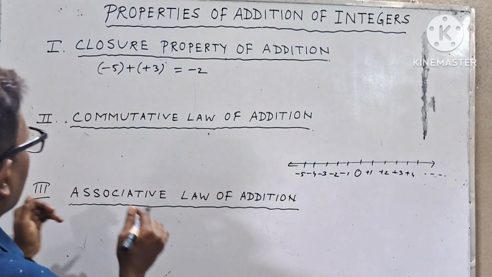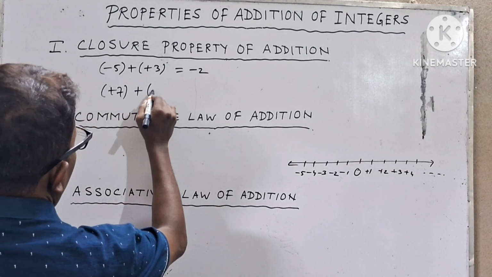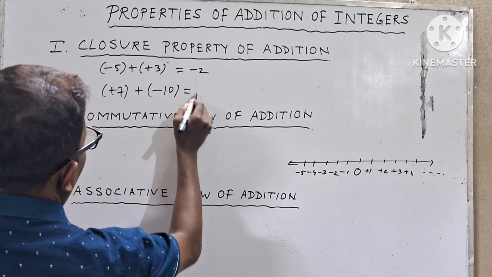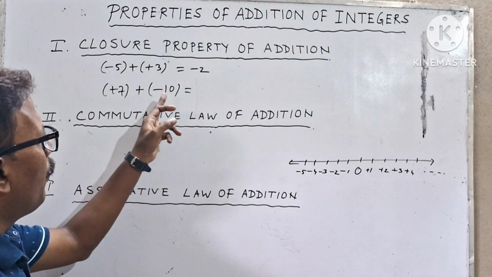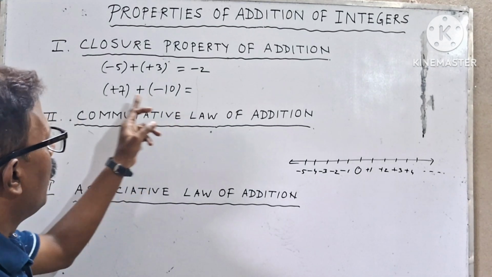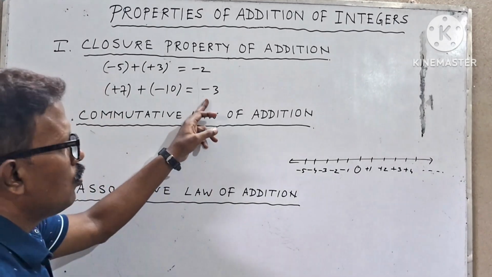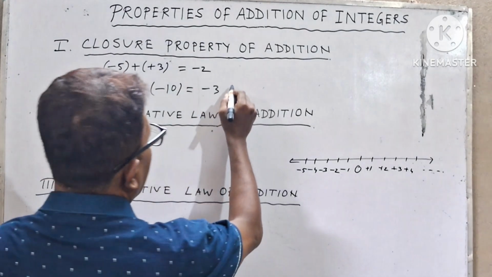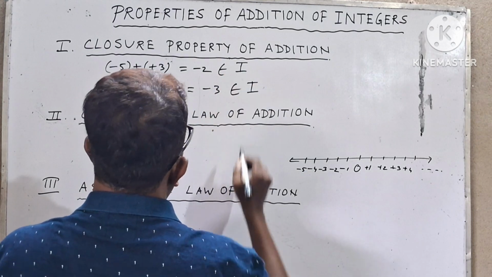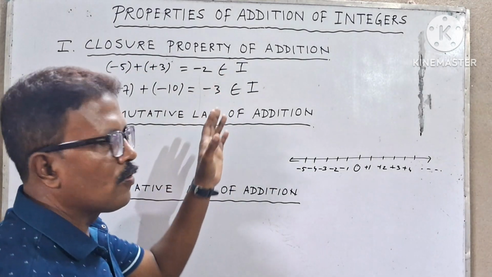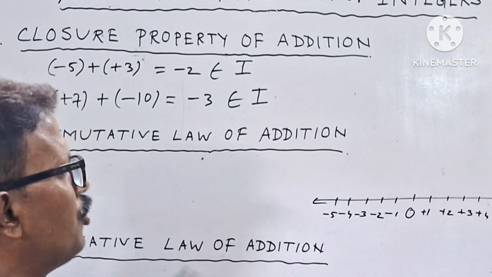Okay, and the next sum, plus 7 and minus 10. All these two are integers. Plus 7 is an integer and minus 10 is also an integer, and the sum of these two integers is minus 3, which is also an integer. This belongs to the set of integers and this belongs to the set of integers. Therefore the closure property holds. Closure property holds for the addition of integers.